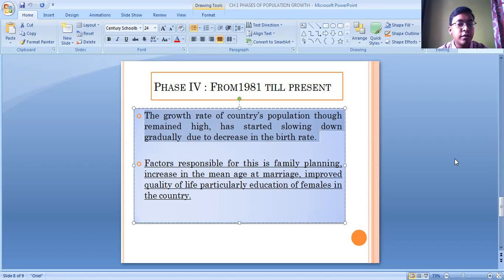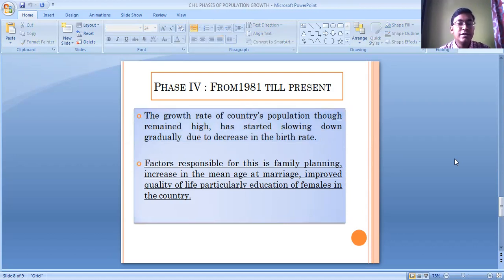Improved quality of life, particularly education of females in the country, was also responsible for the decreased birth rate. Now people became aware that a small family is better than a large family, so they started having fewer children. They also became aware about family planning methods, and this is the reason that the birth rate started slowing down, and in the long run the population of our country also started reducing slowly.